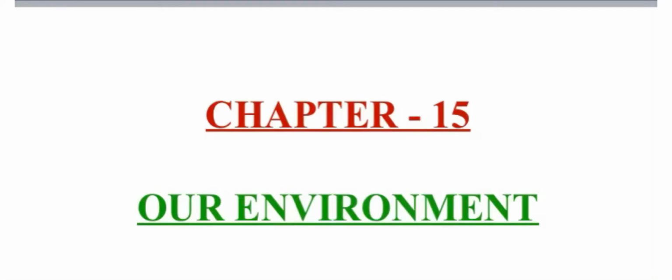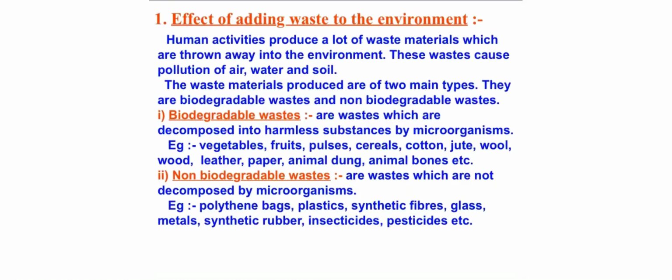Welcome students. Today we are going to study chapter 15 of science, that is our environment. In this chapter we are going to study about different types of organisms, mainly their interconnection with each other, the flow of energy from one organism to another organism, and along with this we'll also study about the ozone layer in the environment in detail.